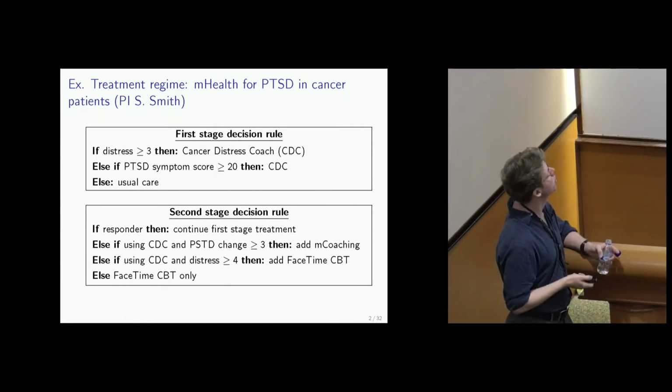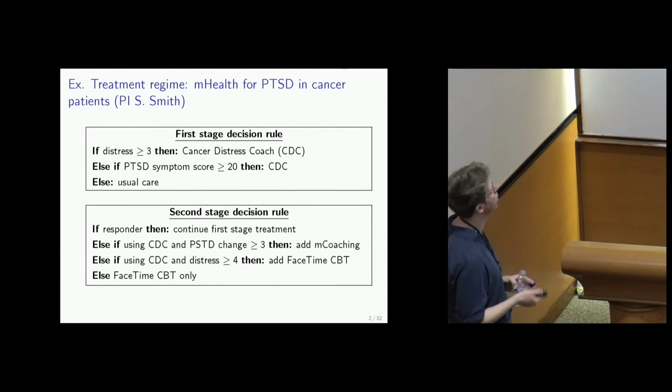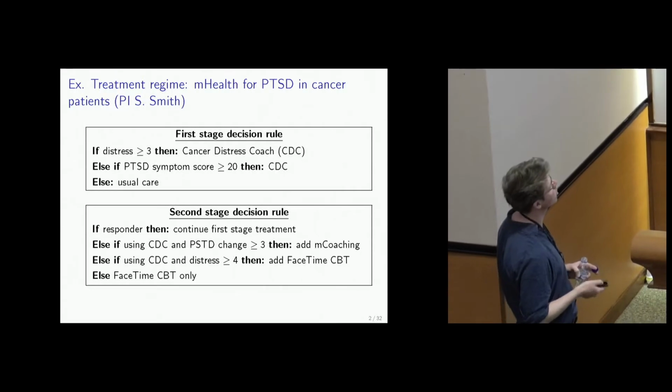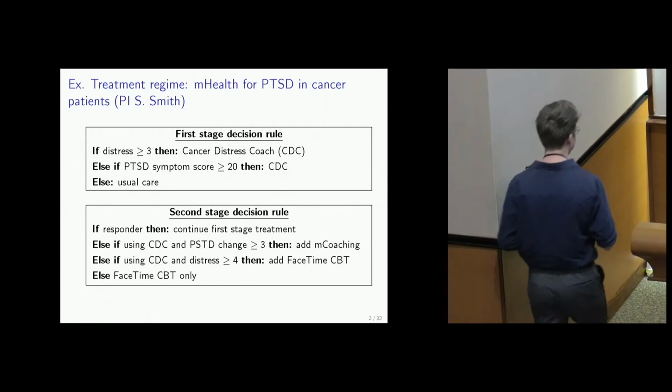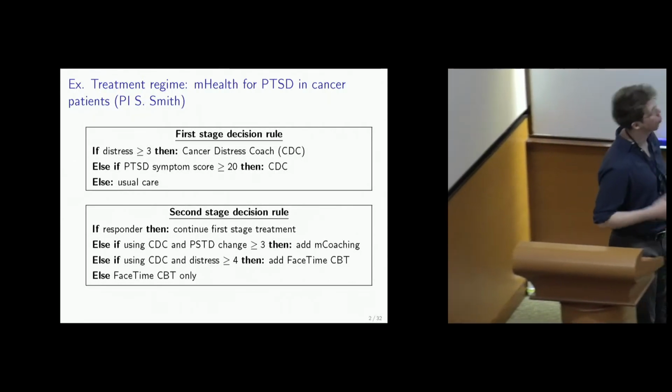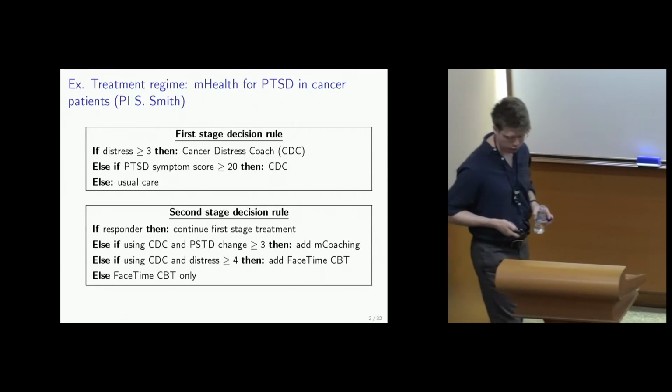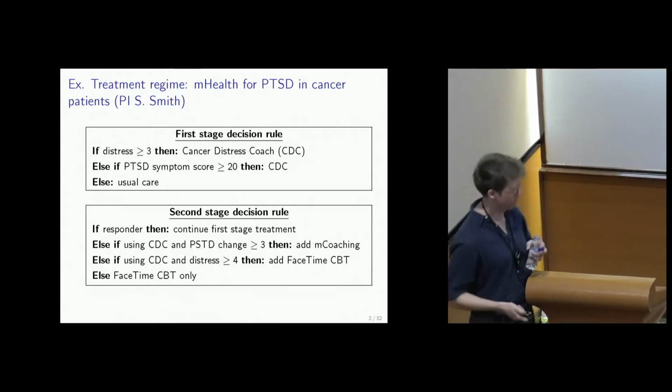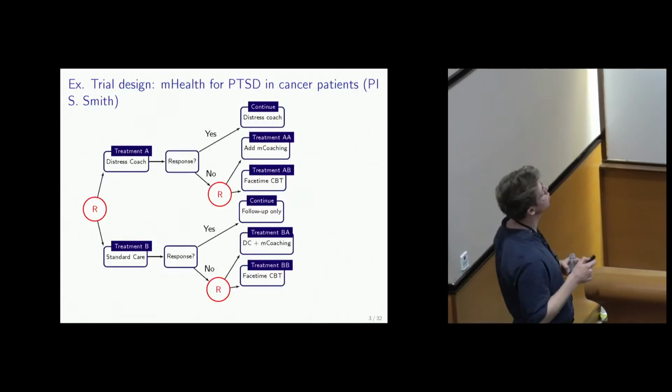So a patient comes with some baseline characteristics, so they have some distress score, PTSD symptoms. If these are high, then we recommend that they see a cancer distress coach, and otherwise they get the usual care. And the second stage decision rule will be based on more information that is gathered at some intermediate time. So we're personalizing care for these patients, and we want to figure out how to do that in the best way.